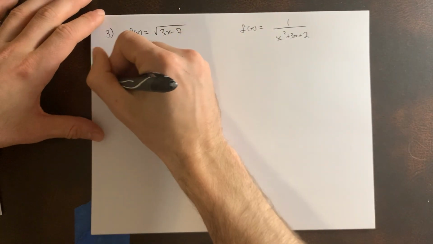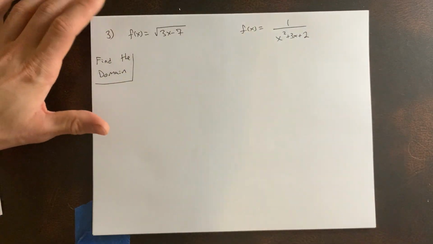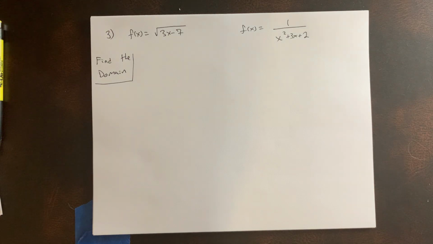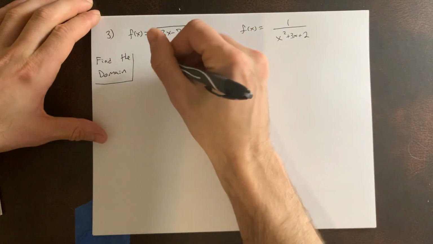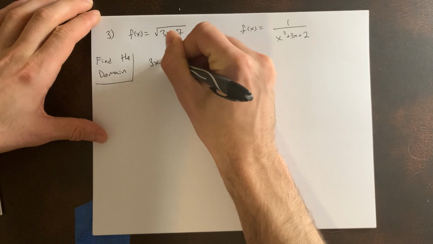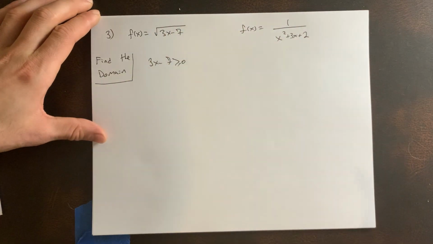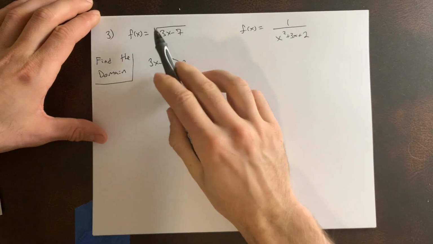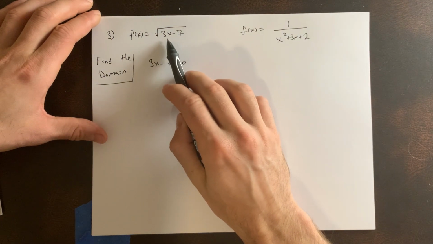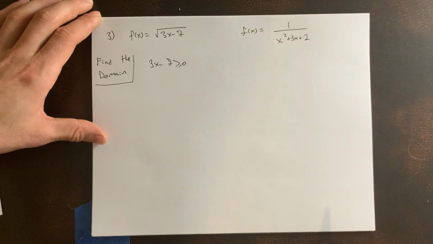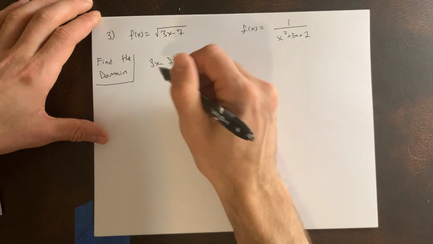So for example, for this first one, when we're finding the domain for a square root, we just have to set the inside of our square root bigger than or equal to 0. So we need 3x minus 7 to be bigger than or equal to 0. Remember, when we have the domain for a square root, we can never have a negative on the inside. So the inside, which is just 3x minus 7, has to be bigger than or equal to 0.